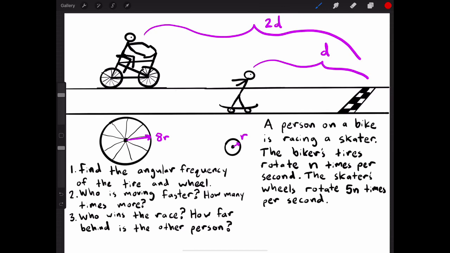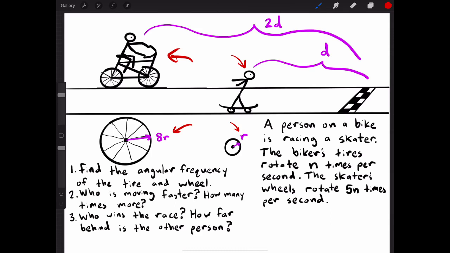We got a person on a bike here, and it looks like he is twice as far back as this skater guy over here. The bike's tires rotate n times per second, and the skater's wheels rotate 5n times a second. If we look at the tires, we can also see that the bike tire is 8R and the little skateboard wheel is only R. So the bike tire is going to be 8 times as large in the radius.